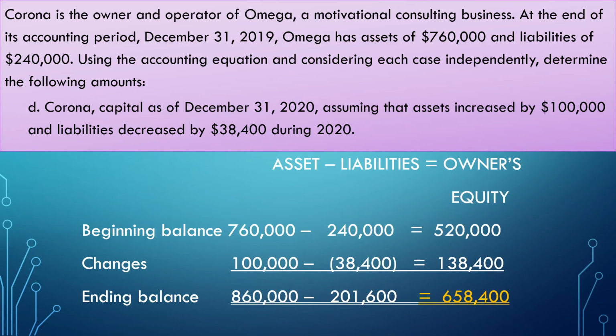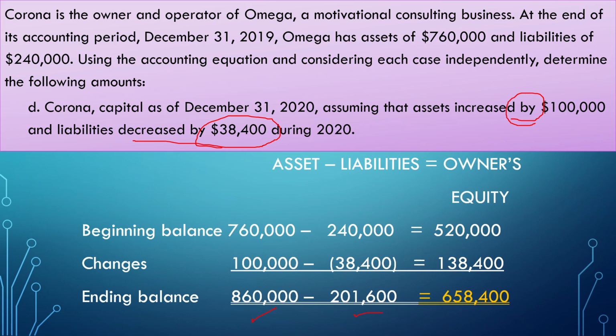For letter D, the same question, the capital N. But this time the asset is increased by 100 and the LIAB is decreased by 38,400. So an increase by 100 means beginning 760 plus 100, you get the ending balance of 860. The LIAB, which is 240 minus 38,400, the ending balance of LIAB will now be reduced to only 201,600.